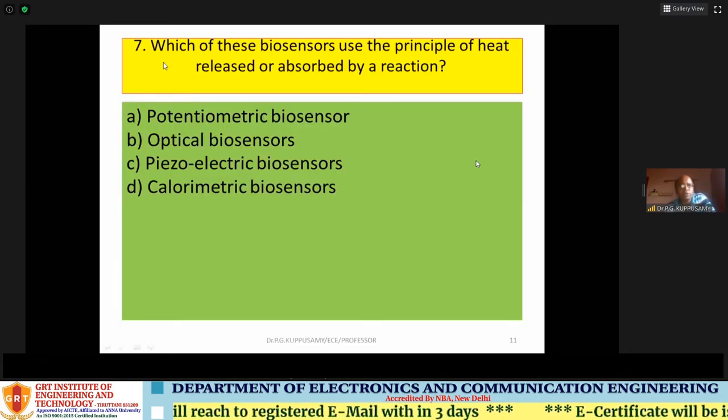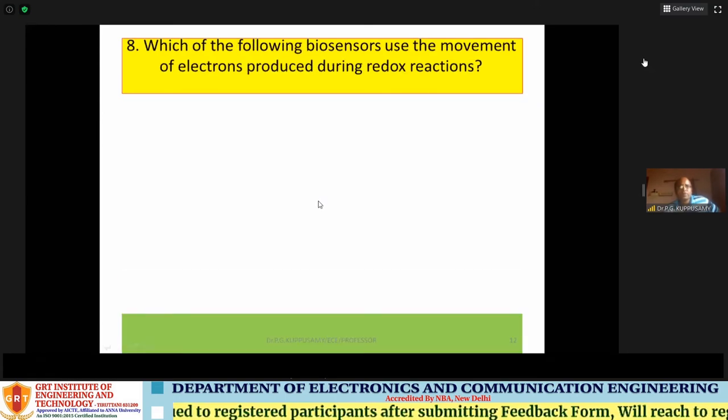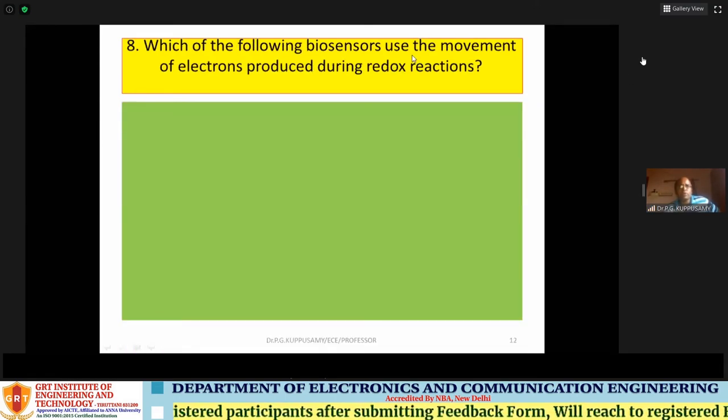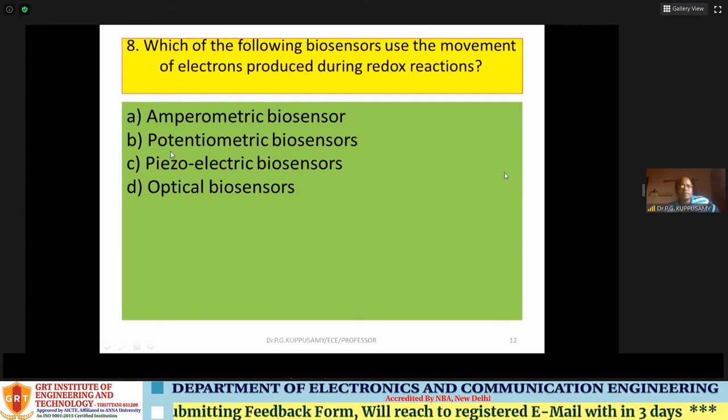So now you take question number 7. Which of these biosensors uses the principle of heat released or absorbed by a biosensor? Optical biosensor, piezoelectric biosensor, calorimetric biosensor. Question 8: which of the following biosensors uses the movement of electrons produced during redox reactions? Amperometric biosensor, potentiometric biosensor, piezoelectric biosensor, optical biosensor.